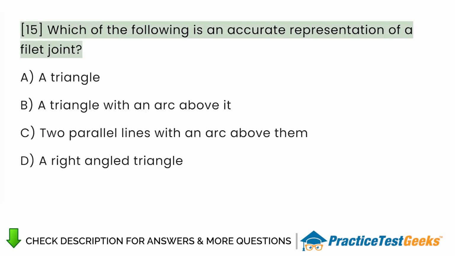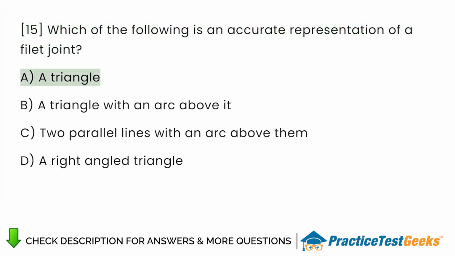Which of the following is an accurate representation of a fillet joint? A. A triangle. B. A triangle with an arc above it. C. Two parallel lines with an arc above them. D. A right-angled triangle.